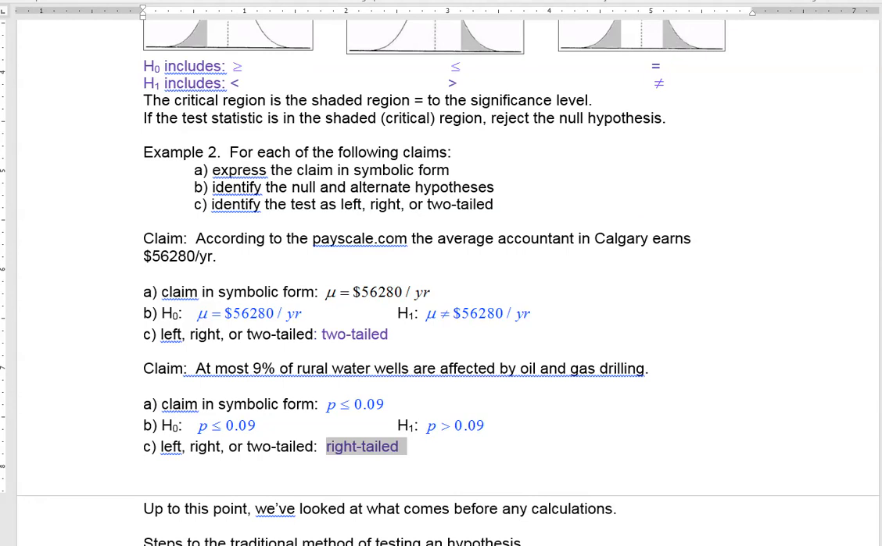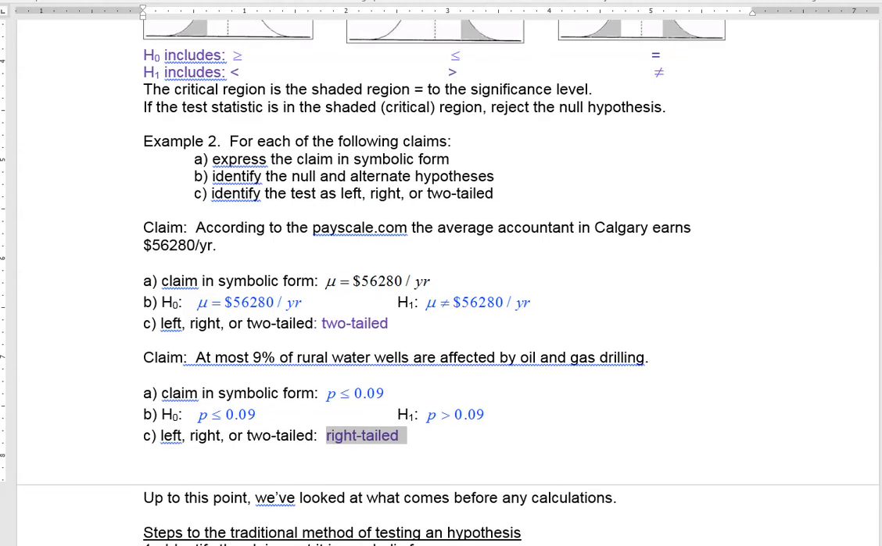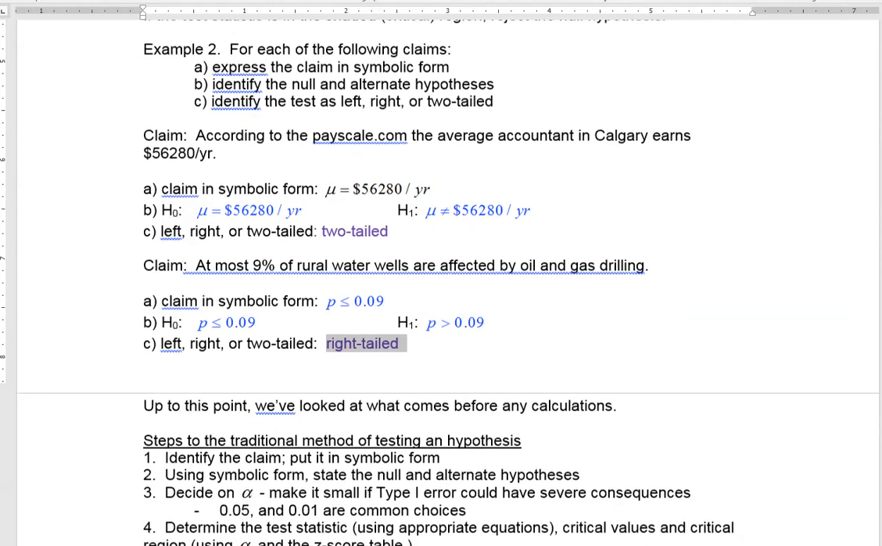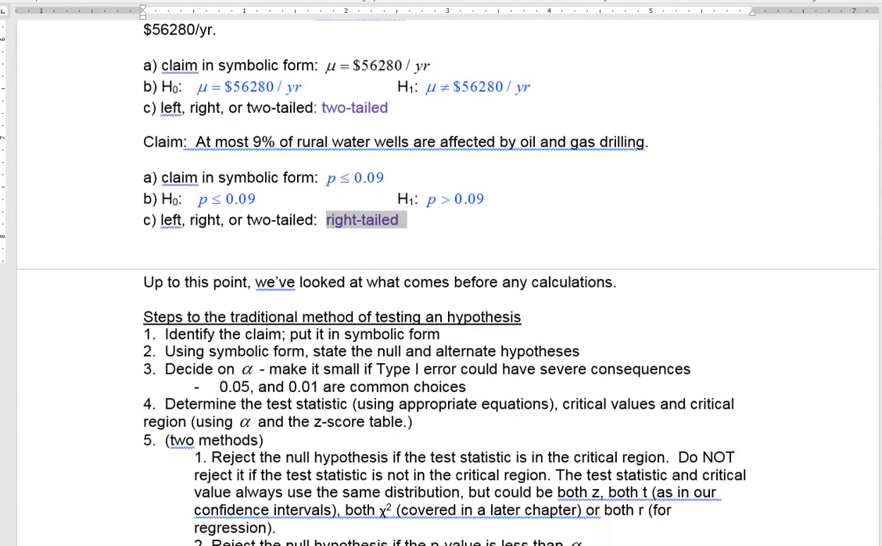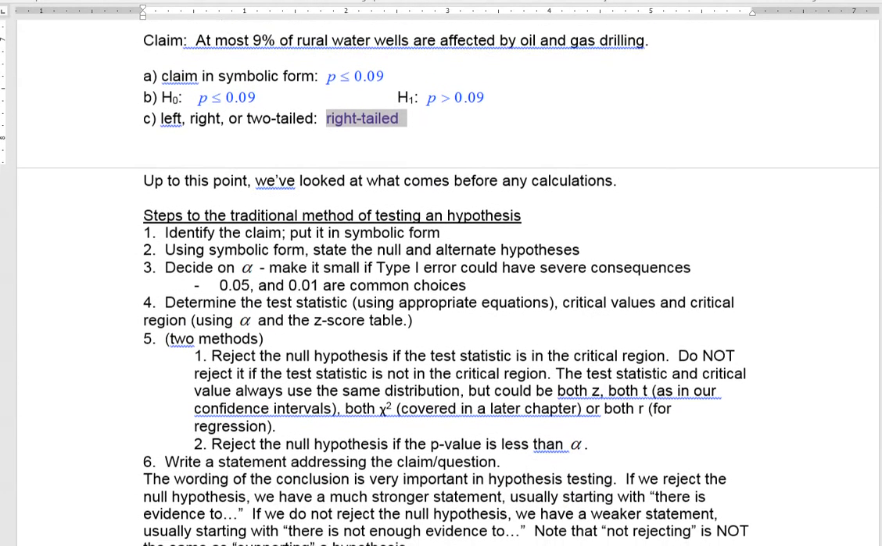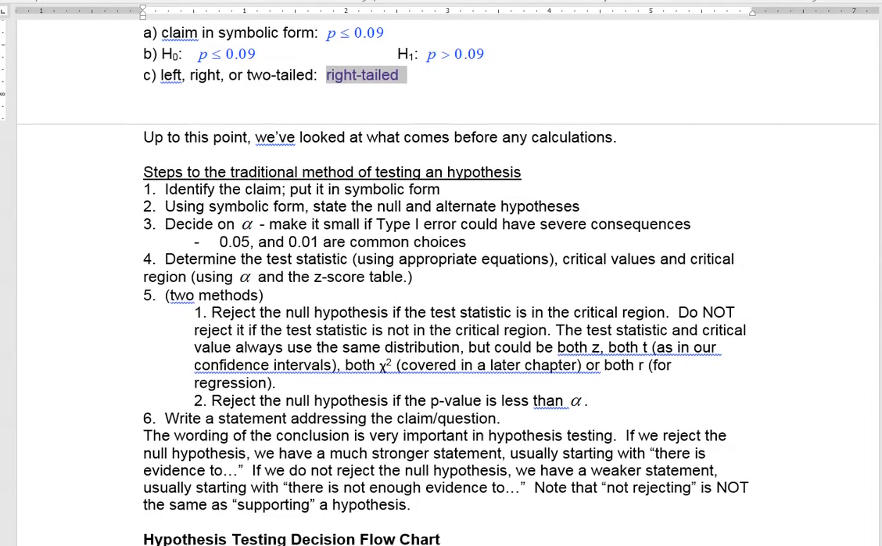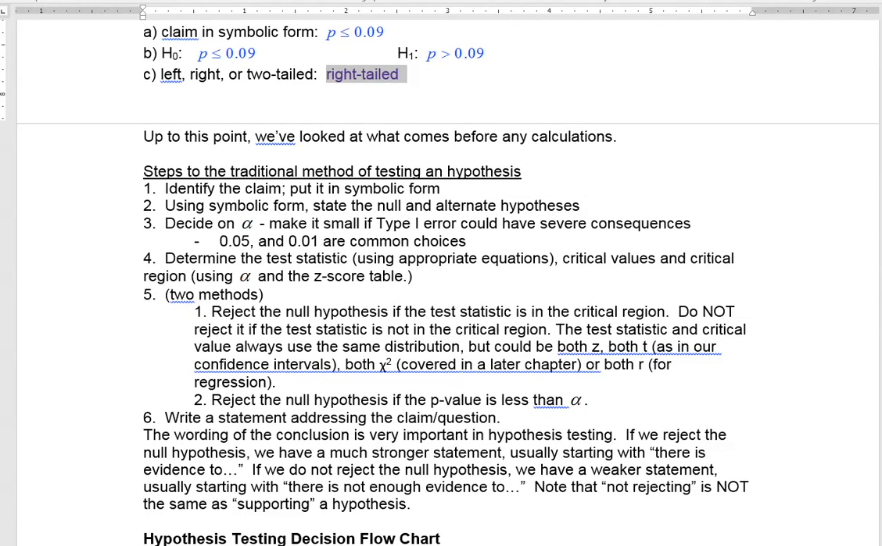So all of this is what comes before our calculations. We can figure all this out without doing a single calculation. When we look at the whole hypothesis test, here's our steps. And we're actually going to jump to the end. So I'm going to go over the steps, but then we're going to jump to the last part. So we identify the claim, put it in symbolic form. We just did that. We figured the null and alternate hypotheses. We just did that too.